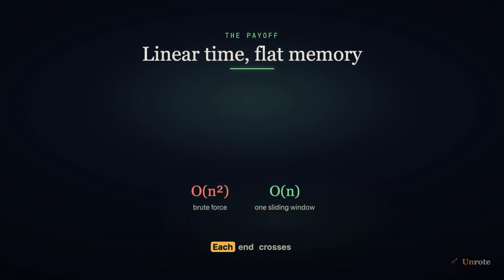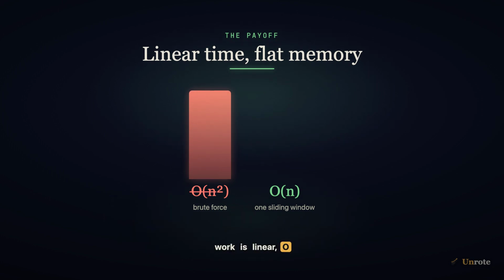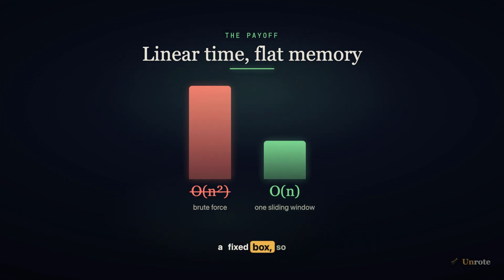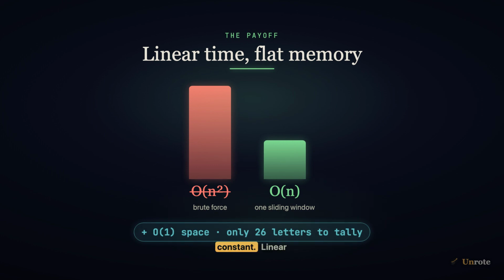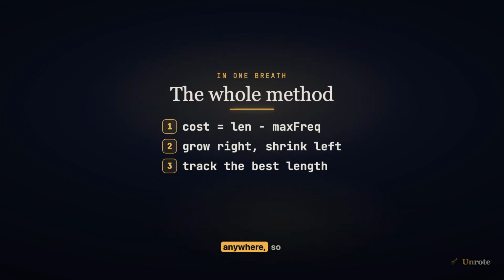Add it up. Each end crosses the string a single time, so the work is linear, O of n. The tally only ever holds 26 letters, a fixed box, so the extra memory is constant. Linear time, flat memory, no nested scanning anywhere.